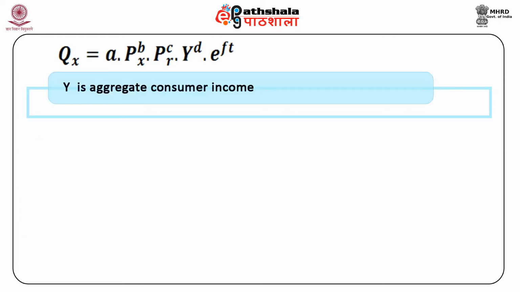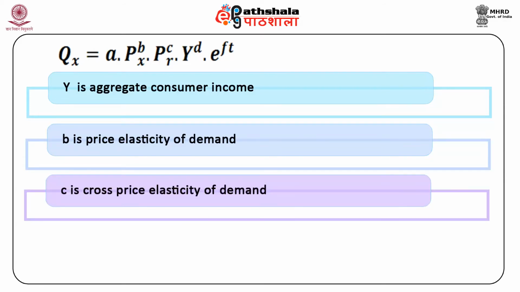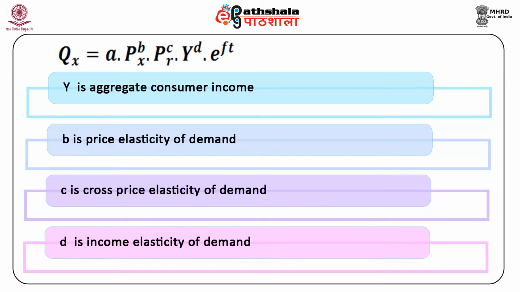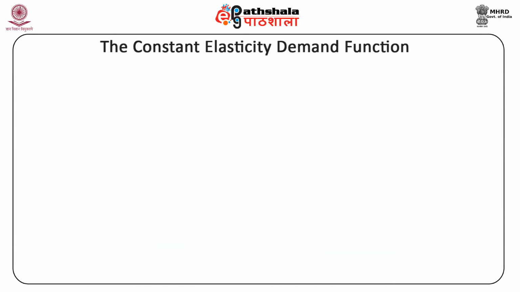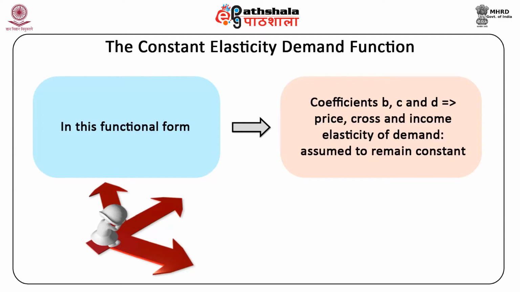Y is the aggregate consumer income, B is the price elasticity of demand, C is the cross price elasticity of demand, D is the income elasticity of demand. This demand function is known as the constant elasticity of demand function because in this functional form, the coefficients B, C, and D are the price, cross, and income elasticity of demand, which are assumed to remain constant. Let us prove that elasticity of demand remains unchanged under the constant elasticity of demand function.